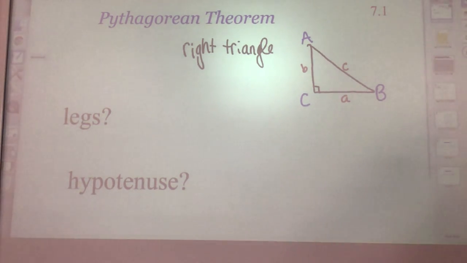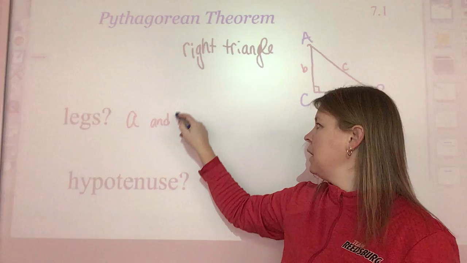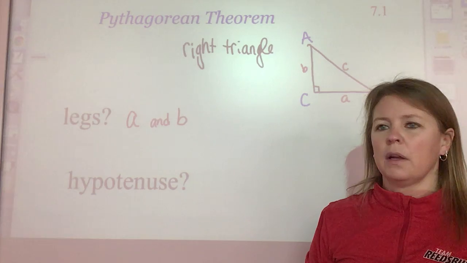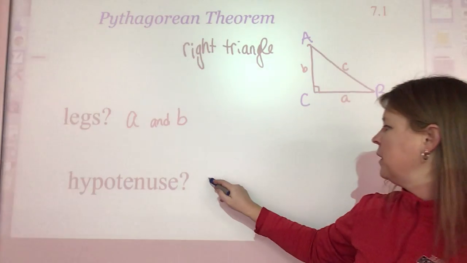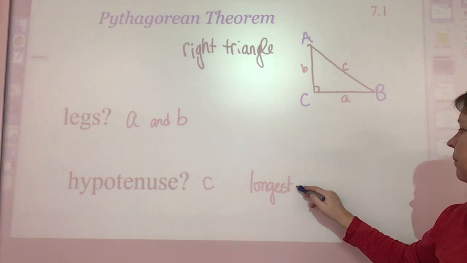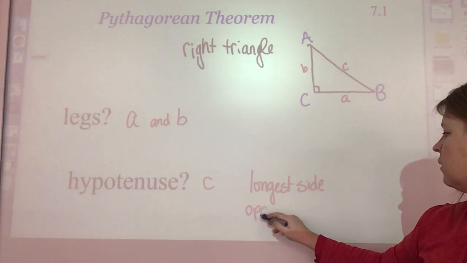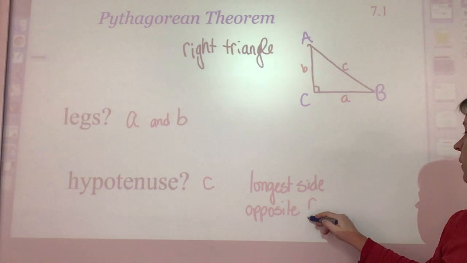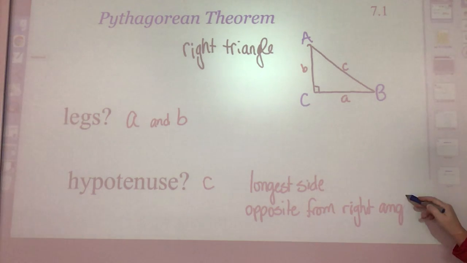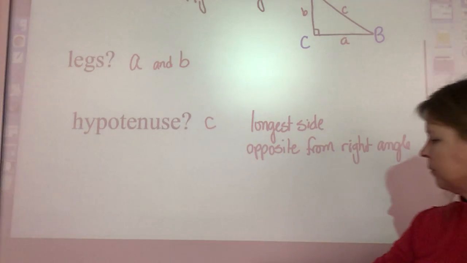So the two legs of any right triangle are a and b in this case, or you could say it's the two sides that make up the right angle. The hypotenuse would be c in this case. You could describe it as always the longest side. It's always the side that's opposite the right angle. But if you can't identify the two legs and the hypotenuse, then you're not going to be able to do the Pythagorean theorem.